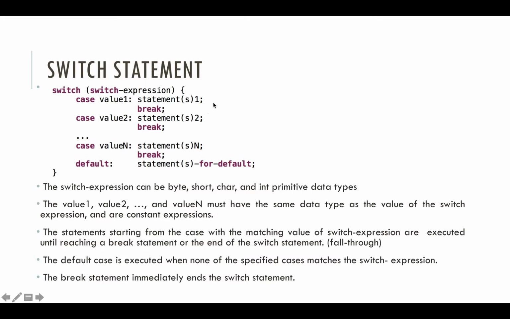A switch statement is in the format like this. The switch expression can be byte, short, char, and int primitive data types. The value 1, value 2, until value n must have the same data types as the value of the switch expression and are constant expressions. The statements starting from the case with the matching value of the switch expression are executed until reaching the break statement or the end of the switch statement, and this is called follow-through behavior, which I will explain later.